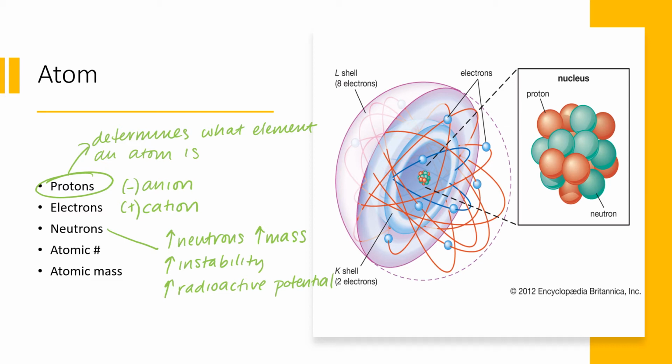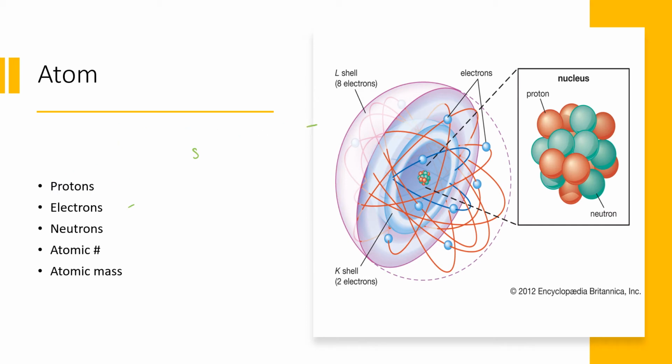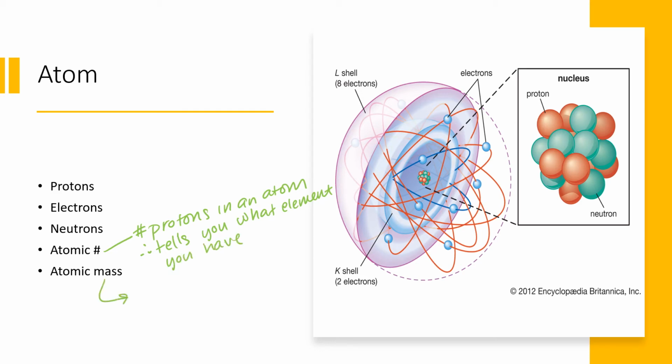If you change the number of protons, though, you're going to change what the element is, flat out. So the atomic number refers to the number of protons in an atom, and therefore, those three dots in a triangle mean "therefore", tells you what element you have. Your atomic mass is how much your atom weighs.